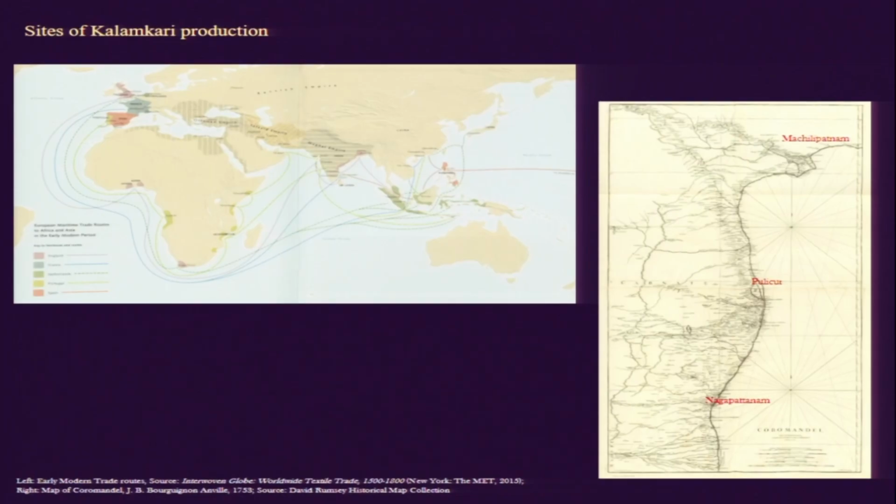So before we get into the details of the process of making, we also need to see which are the places where this kalamkari textiles are produced, and whether the place also has a significance in terms of how these textiles are made and how they contributed to the specificity of these textiles.